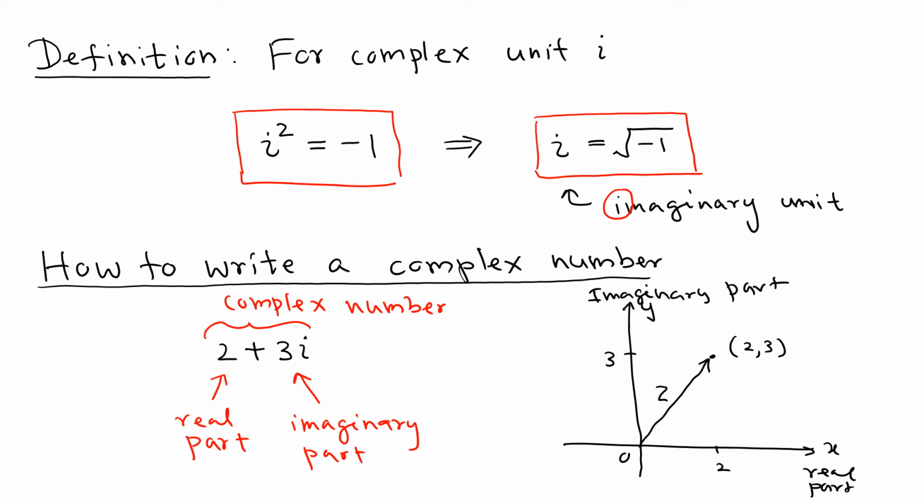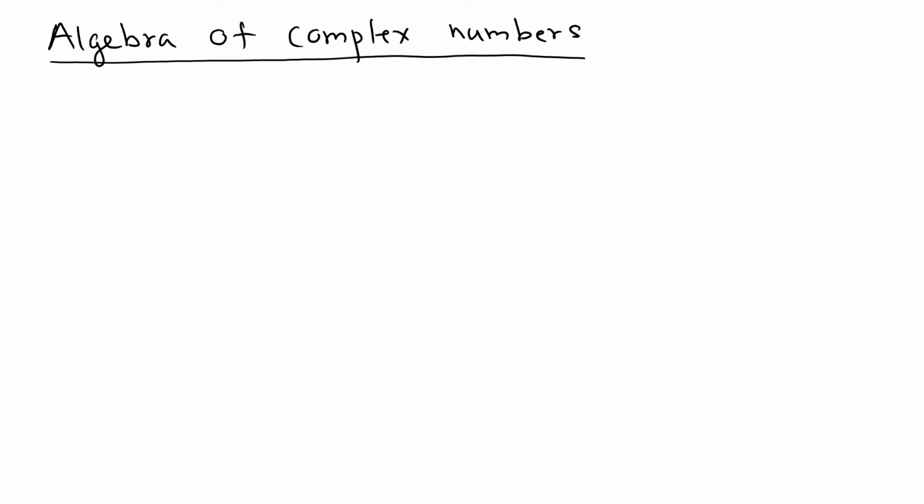Sometimes we use z for complex numbers. So this is simply 2 plus 3i. These are representations, but we don't need this one for this discussion. Okay, now let's see how we can do algebra with complex numbers. Algebra of complex numbers. So let's look at the first one. First one is how to add or subtract complex numbers.